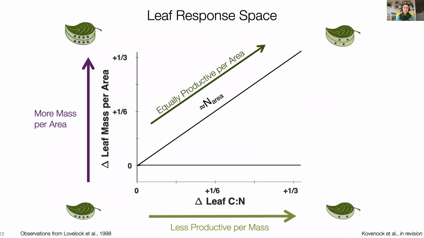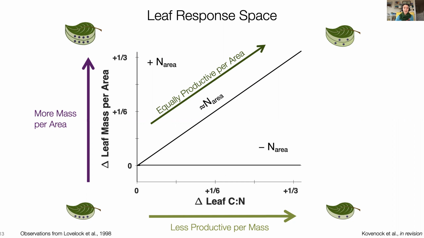As we go up the diagonal in the middle here, leaves maintain equal productivity per area. So they're getting thicker at the same rate that they are losing nitrogen per area. And so that nitrogen per area stays about constant. And that leaf up the diagonal, therefore, is getting thicker, which is making up for that loss of nitrogen per area. And so we can, in this leaf response space, look at this bottom triangle as a triangle in which nitrogen per area goes down. The upper triangle is one where nitrogen per area goes up, and the line up the middle is where nitrogen per area is conserved.